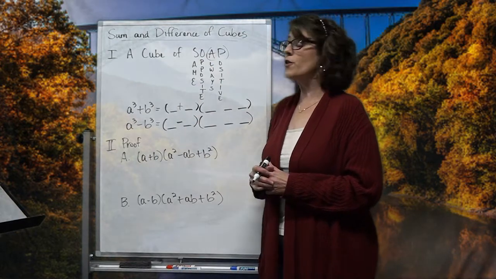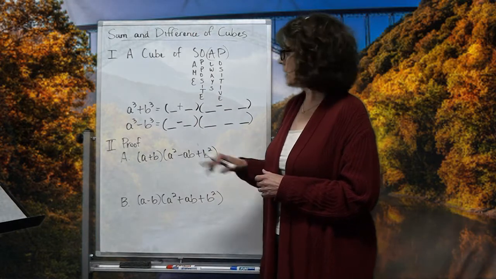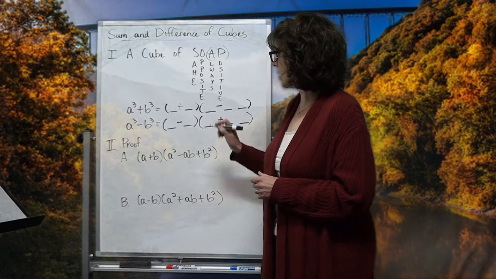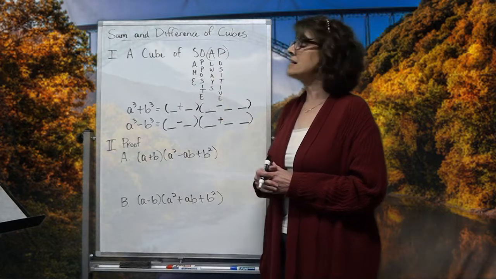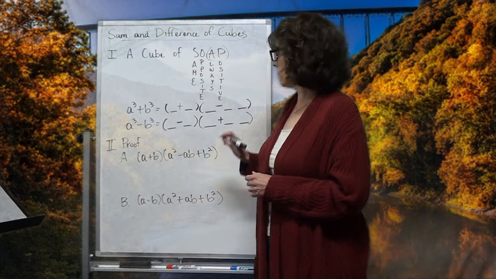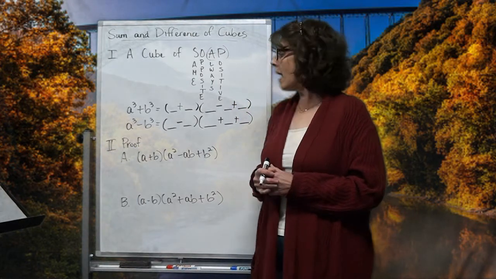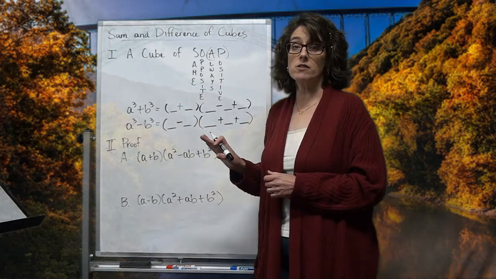The O stands for opposite. In other words, whatever this sign is, I'm going to change it to the opposite sign. Whatever this sign is, I'm going to change it to the opposite sign. AP stands for always positive. In other words, it doesn't matter what happened up here, this back sign is always going to be a plus because it's always positive. Now I have to fill in the slots.